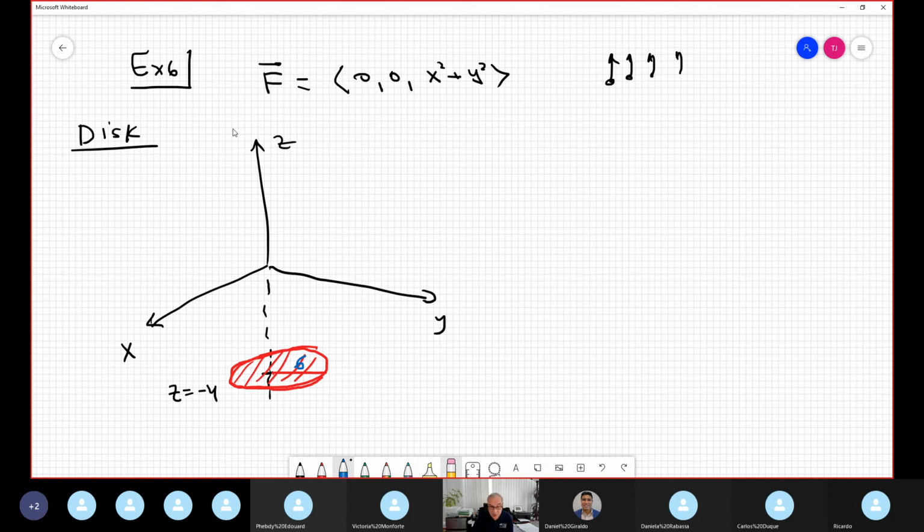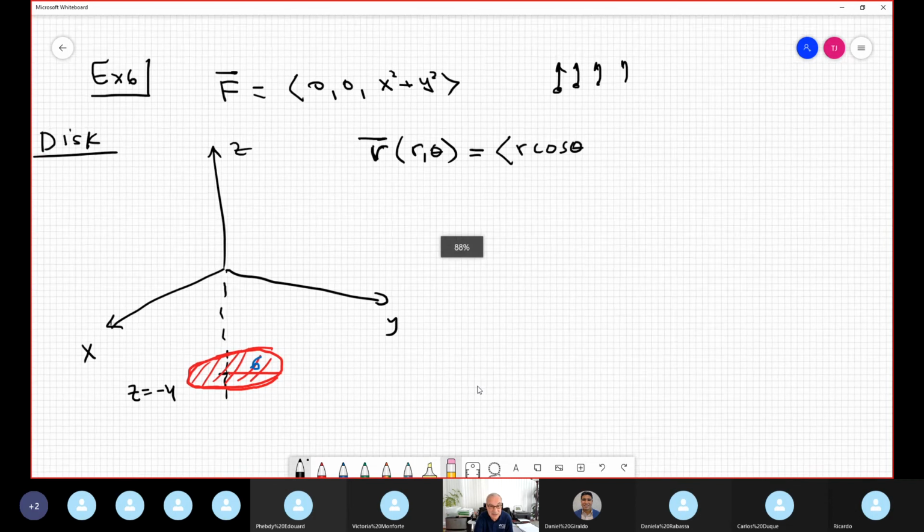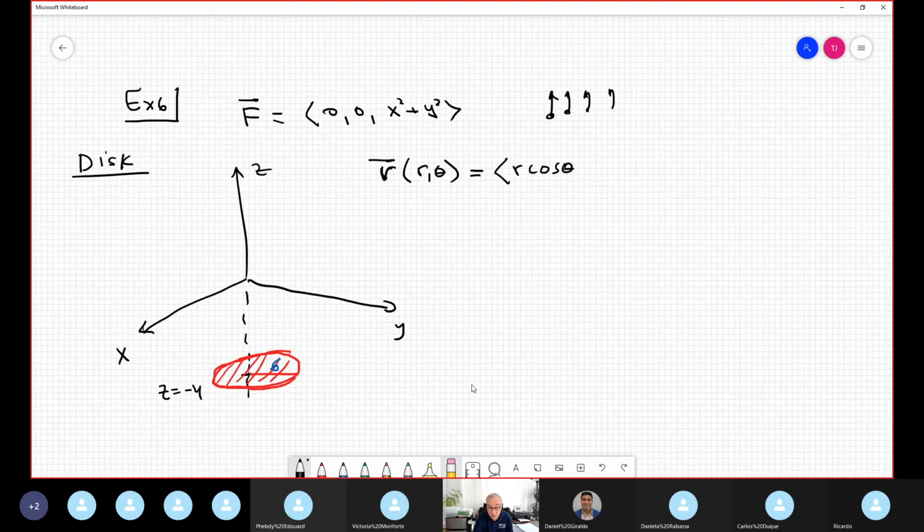So the best way to represent a disc is using a parametric surface, in this case r, comma, theta. No z, because z is negative 4. The radius is 6, so r varies from 0 to 6, and theta varies from 0 to pi, because it's the entire disk, not a semi disk or something. The parametric equation is r cosine theta. It's similar to the cylinder, but in the cylinder the radius is constant, and in the disk, no, because the radius varies. r sine theta. And z is just negative 4. This is the x component, this is the y component, this is the z component.